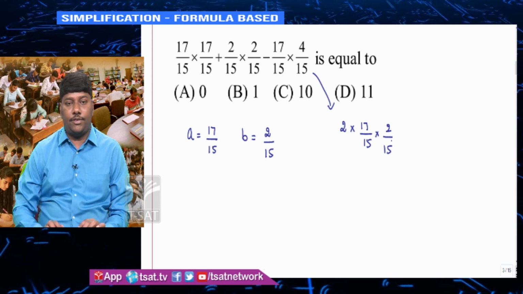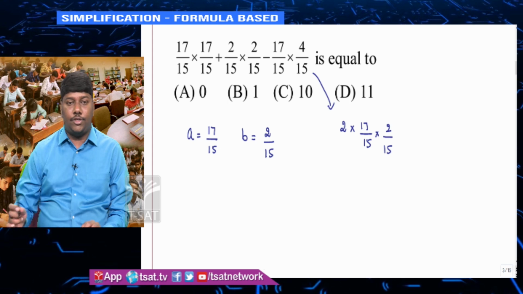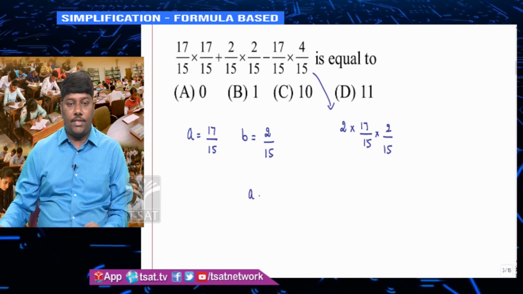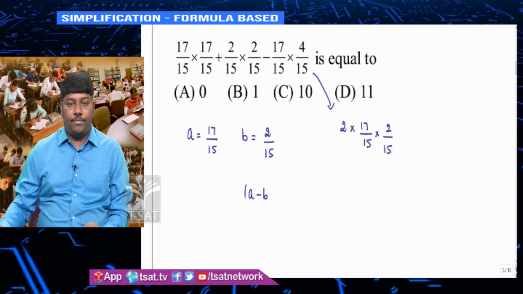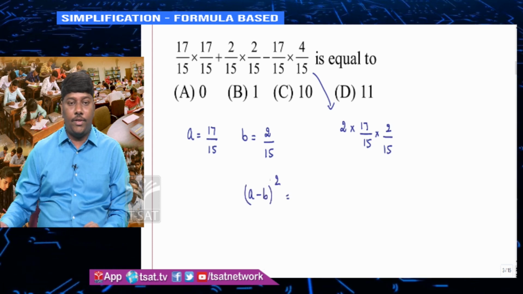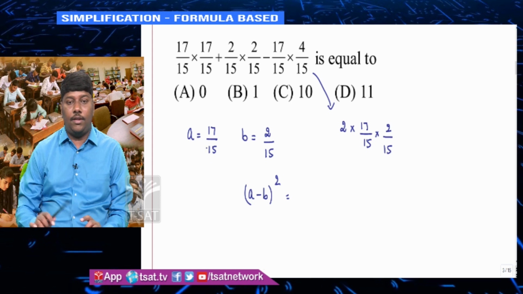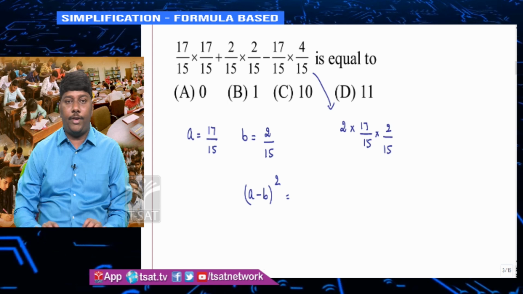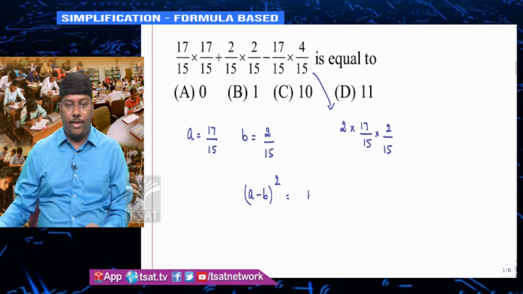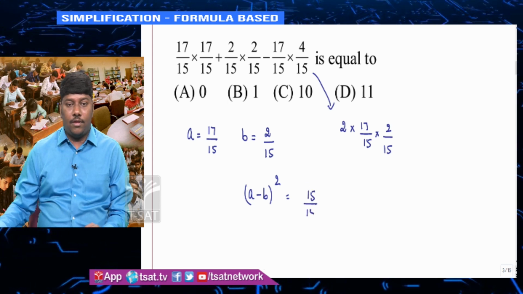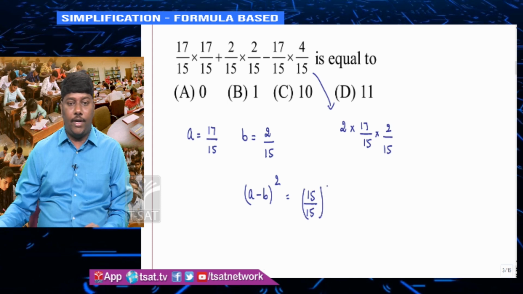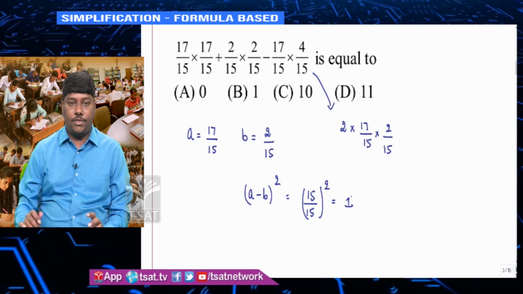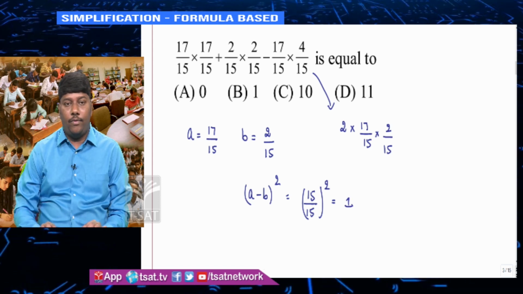So it's now simply based on a square plus b square minus 2ab. So what is a square plus b square minus 2ab? It's a minus b whole square. But what is a minus b? 17 by 15 minus 2 by 15 becomes 15 by 15. So what is 15 by 15? It's 1. 1 you do square or cube, it remains 1. So the answer for this question is simply 1.